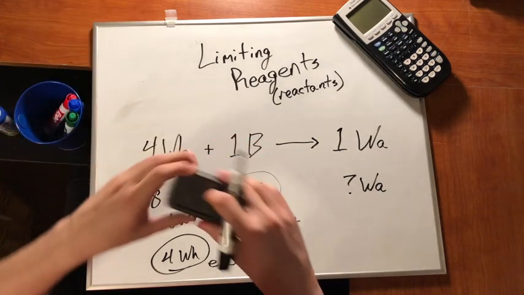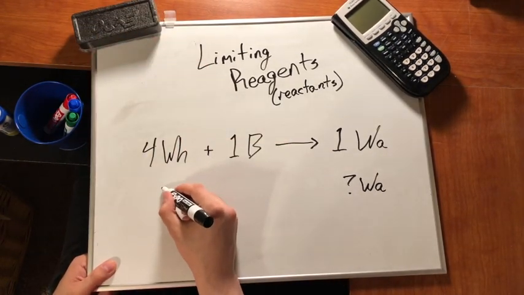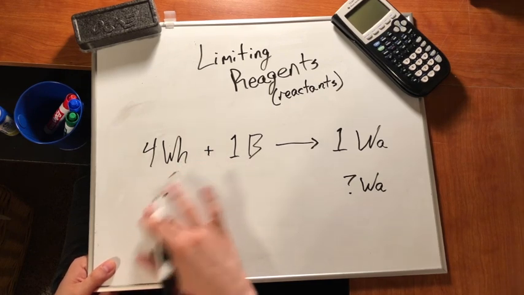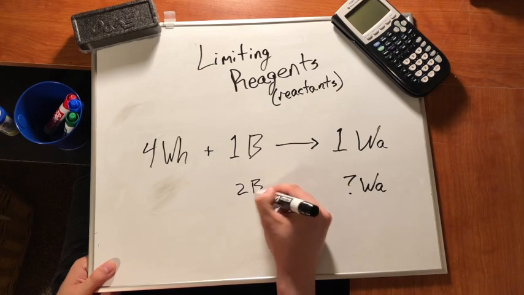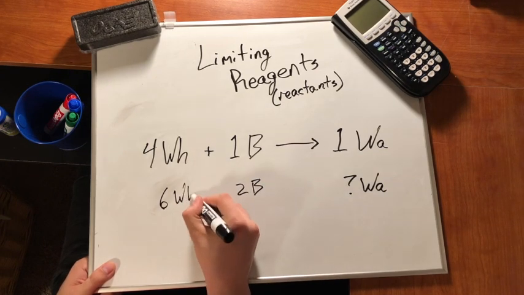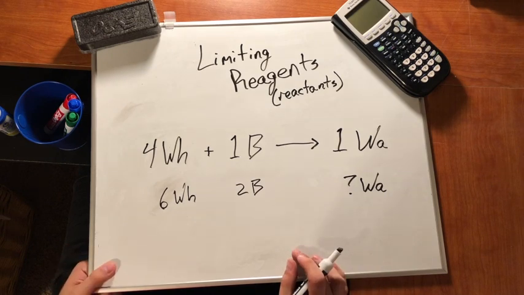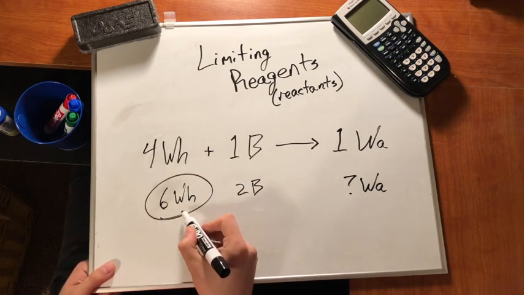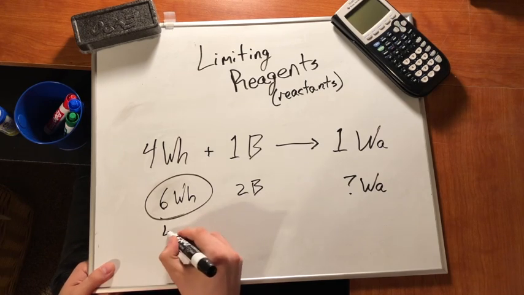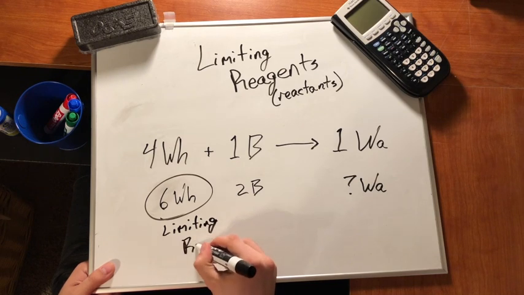Okay. In a similar situation, what if I had 6 wheels? Let me do something. Yeah, if I had 2 bodies, but only 6 wheels. Yeah, let's do that example. Right? Again, I can only make 1 wagon because I'm limited in the number of wheels that I have, right? I can't make 2 wagons with only 6 wheels. And so now, in this case, the wheels become the limiting reagent.